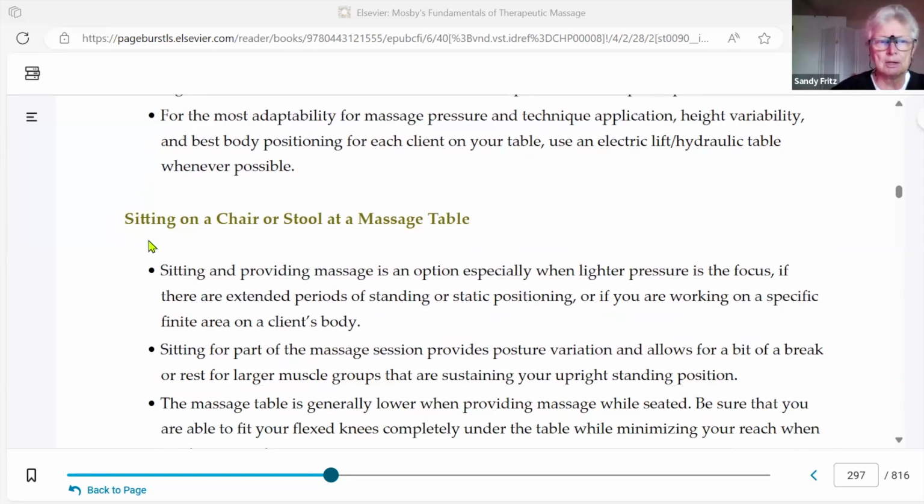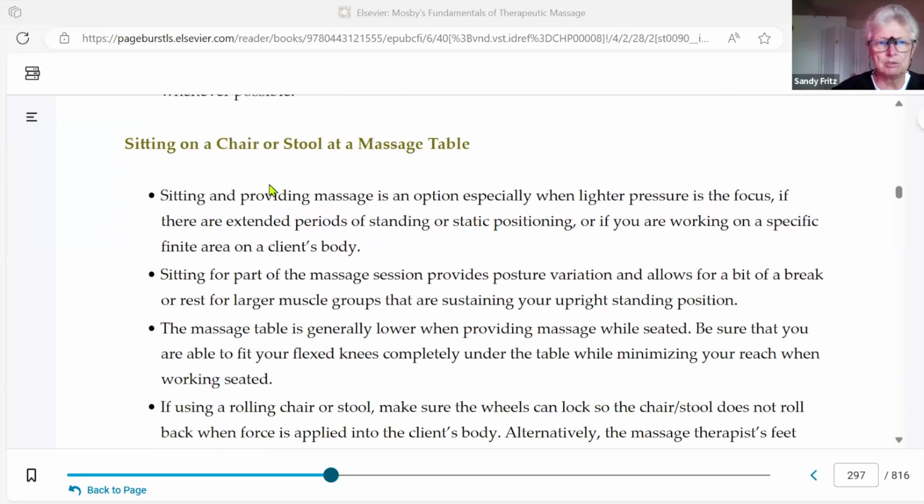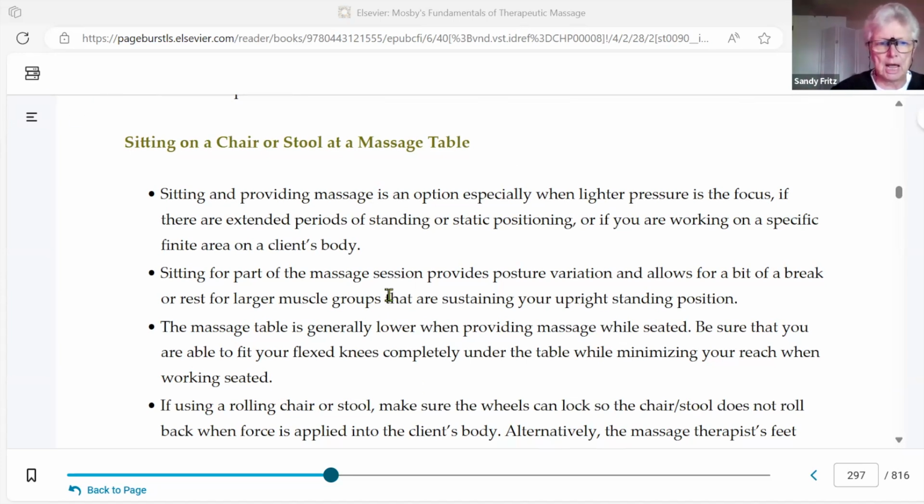You can also sit on a chair or a stool, and that's helpful. You've got to make sure that the stool doesn't roll back. For every action, there's an opposite and equal reaction. So if that stool is not locked, as soon as you apply force towards the client, the reaction force is going to push you away, and those wheels are going to scooch back. So make sure it locks.